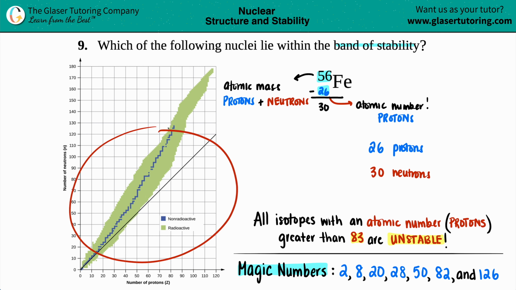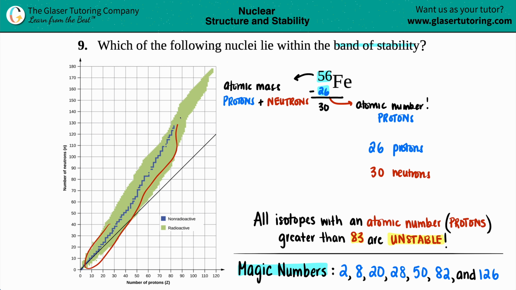So here is the actual band of stability graph. Now, stable isotopes are very few and far between. Only the blue tick marks and this kind of line here are the atoms that are stable. All of the green is all of the isotopes, or the nuclei, that are unstable. So we got way more unstable guys out there than stable. So now we just got to find out where 26 and 30 is on the graph and see if it's in the blue or if it's in the green.